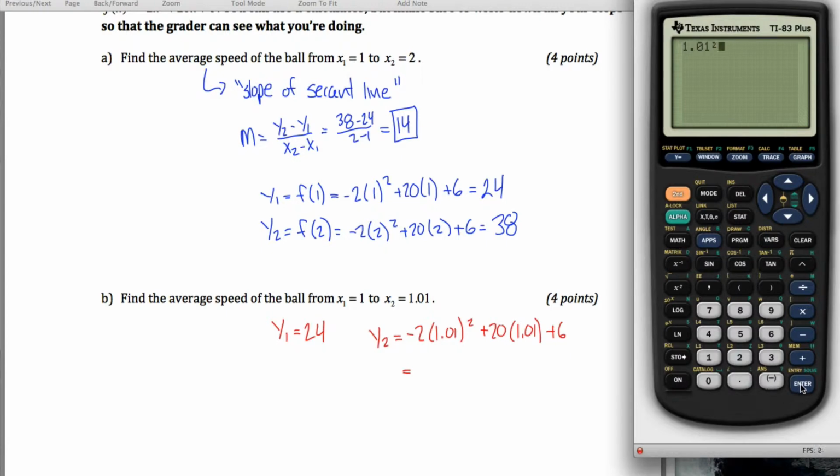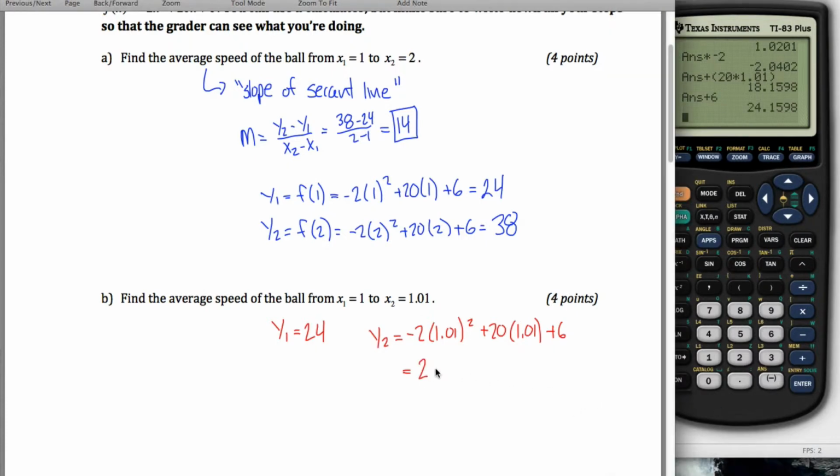1.01 squared is equal to this, times negative 2 is equal to this, plus, I actually don't need these parentheses here, but I'm going to put in extra ones just to really emphasize things. I want to take that answer and I want to add something to it. 20 times 1.01. That's what I got here. Gives me this. So that's your answer? No, because you didn't take care of this 6 yet. Fine. That plus 6 gives me this number, 24 point something, 1598.